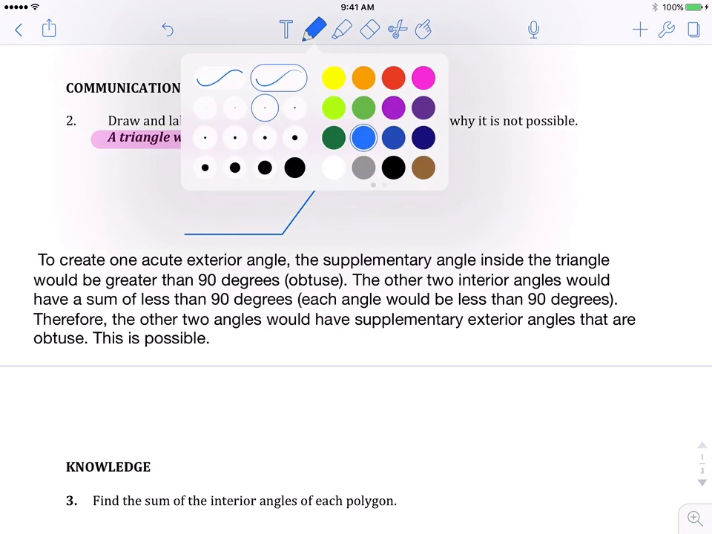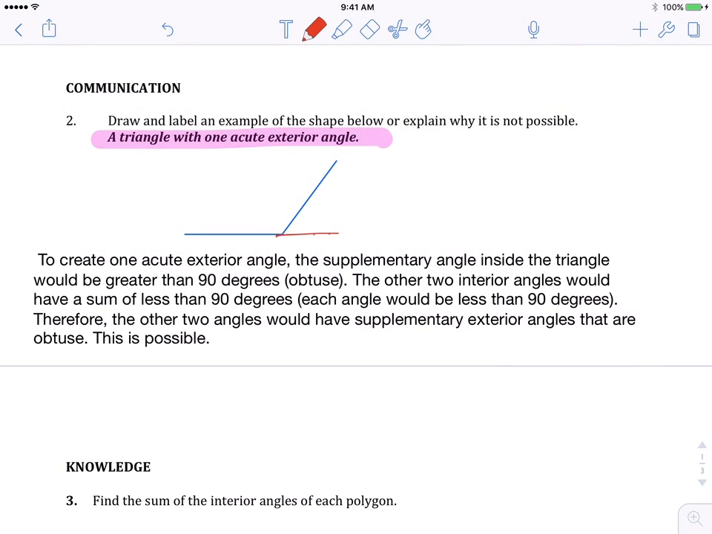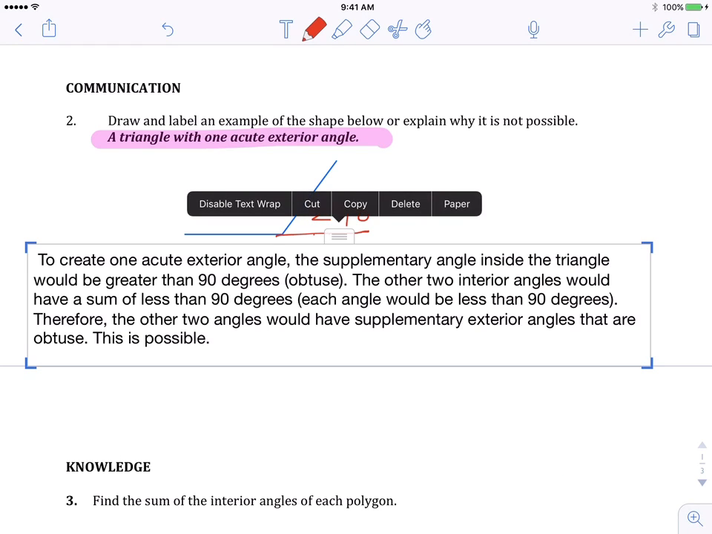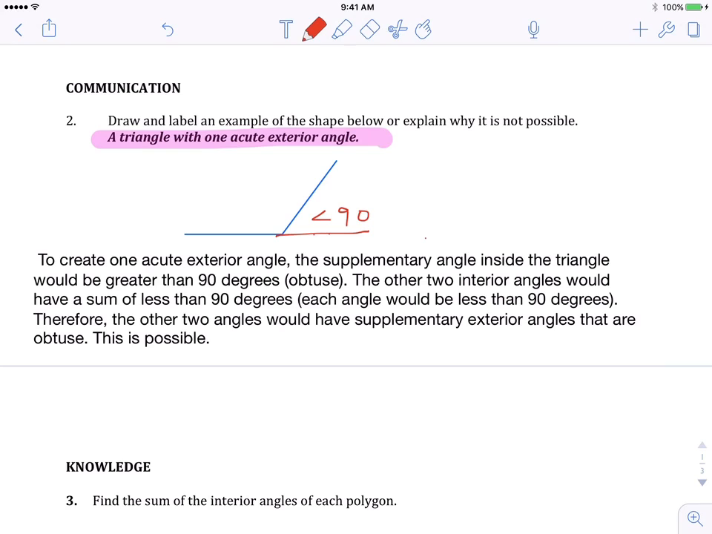So now I have an obtuse angle. And of course, if I were to continue this line out here, then this angle would be less than 90 degrees, and this angle right here would be greater than 90, or an obtuse angle. Now, if I join the triangle together, I've got one acute exterior angle, because that's less than 90 degrees, and then this interior angle here has to be less than 90, and this interior angle here has to also be less than 90.